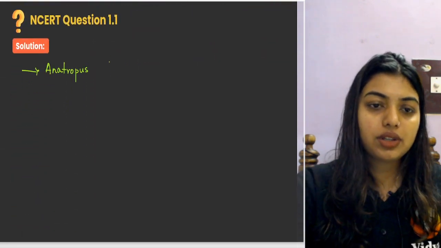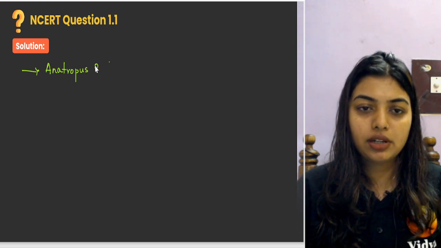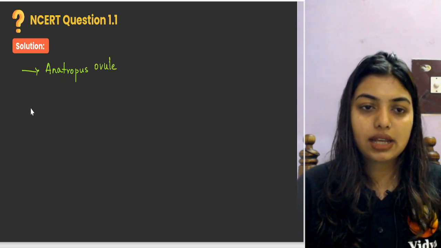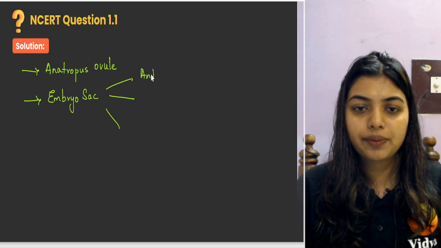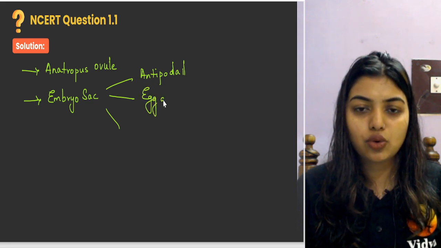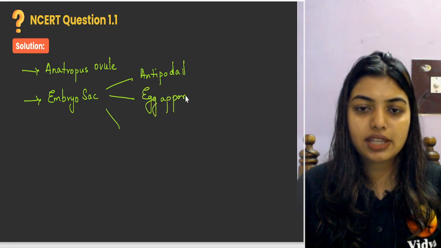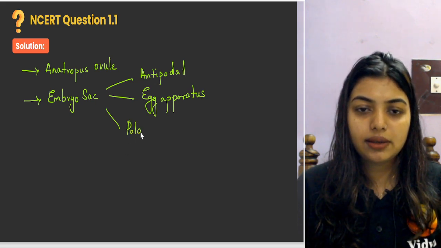Now here you have to remember the anatropous ovule, very important. It has an embryo sac, and how the embryo sac structures are aligned, all of that you also have to remember. Three things you can never forget: your antipodal cells, your synergids or your egg apparatus as a whole, and your polar nuclei. Egg apparatus is your synergids plus egg.